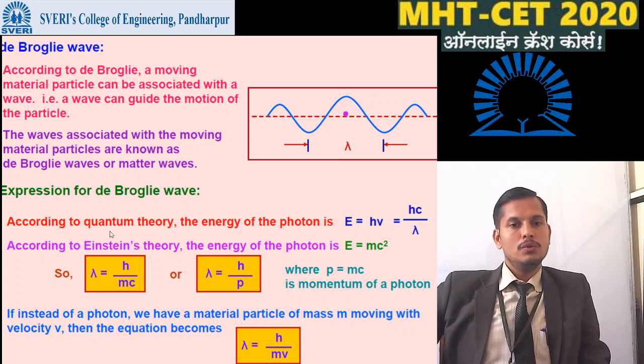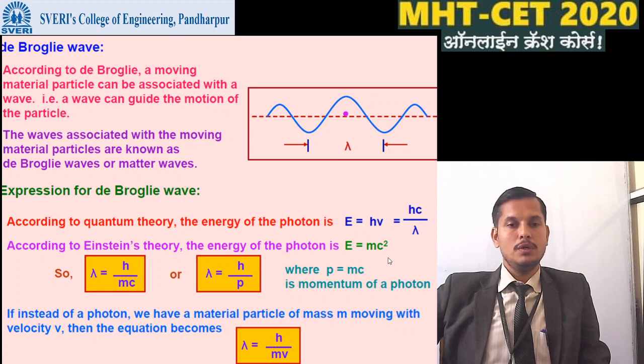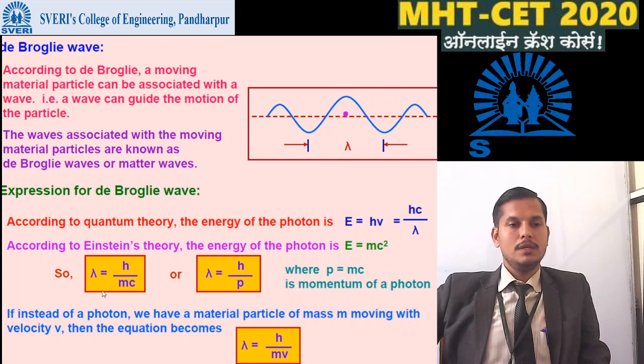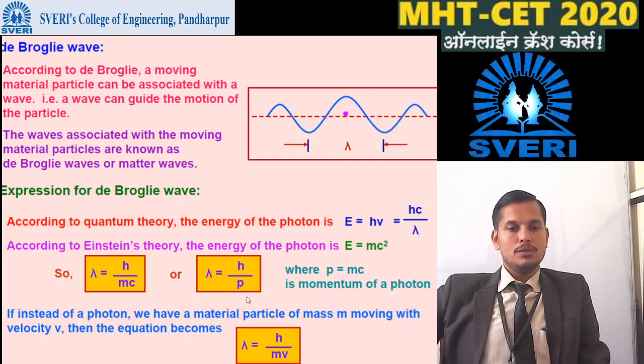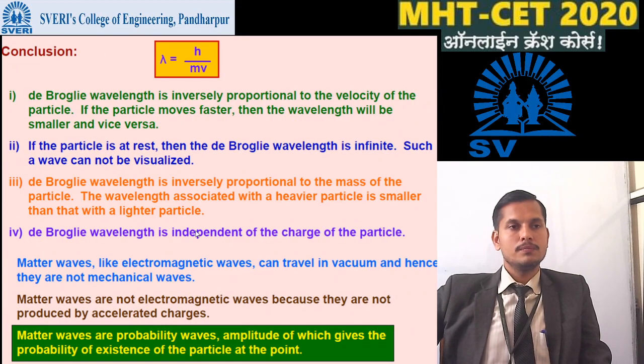So by using the two equations, that is E is equal to h nu and E is equal to mc square, by comparing these we can get the equation as simply lambda is equal to h by mv, or lambda is equal to h by p, or we can say p is equal to h by lambda. So this equation we can get by comparing these two equations.